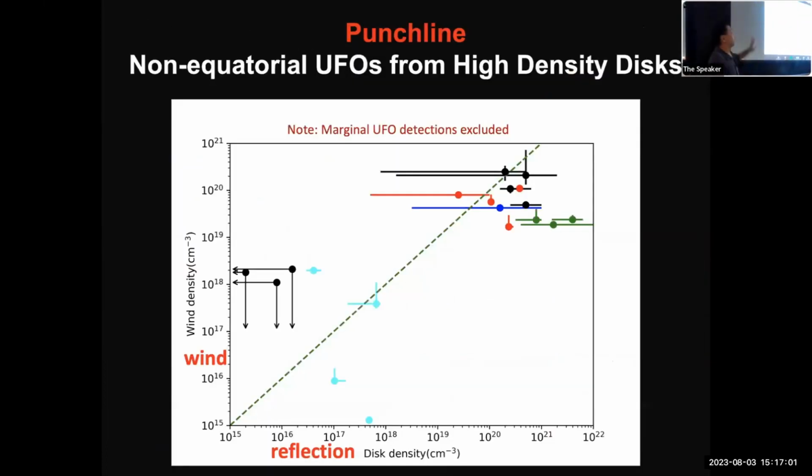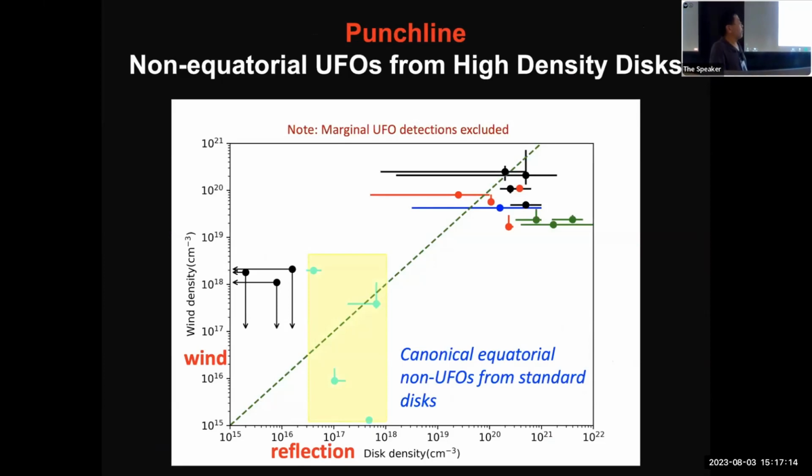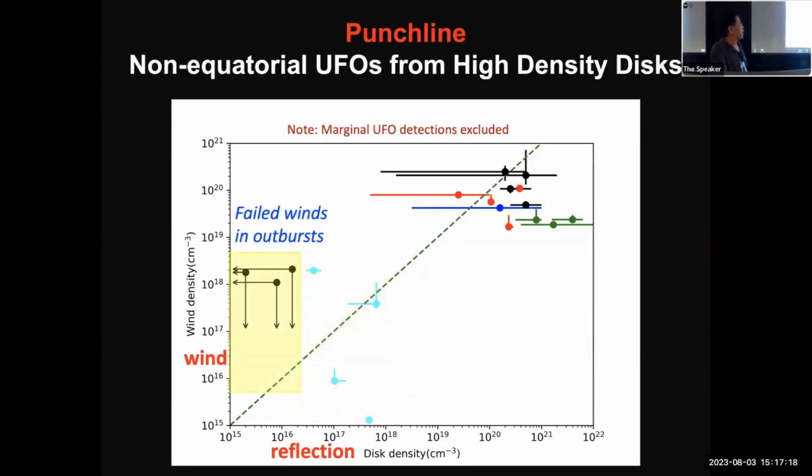So this is the punchline. The y-axis is the disk density suggested from the wind normalization versus the disk density from reflection spectroscopy. This group is the canonical standard accretion disk. Some of the sources went through an outburst, and it turns out that the disk fails to launch winds. And so we only have upper limits for disk density and wind density.